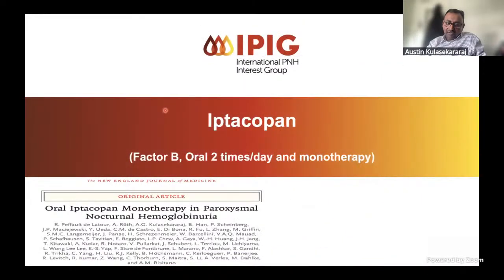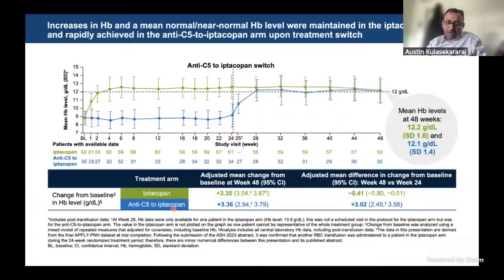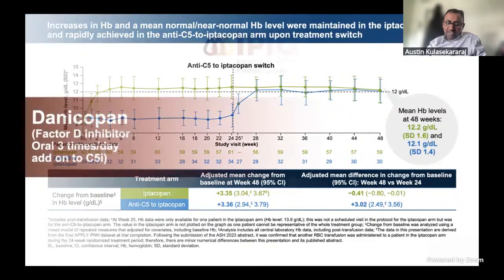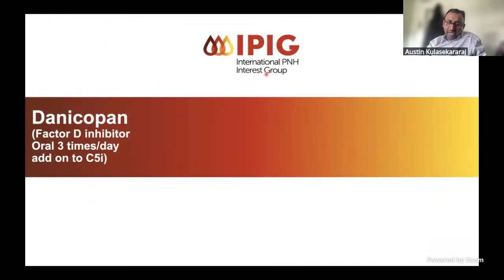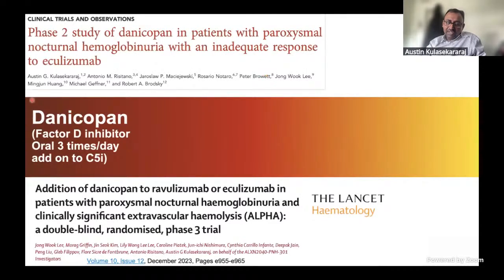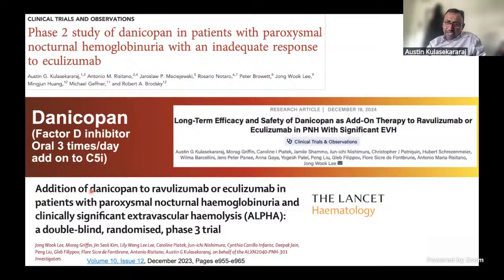Similarly, iptacopan, which we published recently in NEJM, is an oral compound given twice a day as a monotherapy. And as you could see, these patients, when they switched from eculizumab or ravulizumab, their hemoglobin significantly improved. What about danicopan, which is a factor D inhibitor, which is used as an add-on to the C5 inhibitor? So we've been using the danicopan trial for many, many years, phase 1, phase 2, and phase 3.